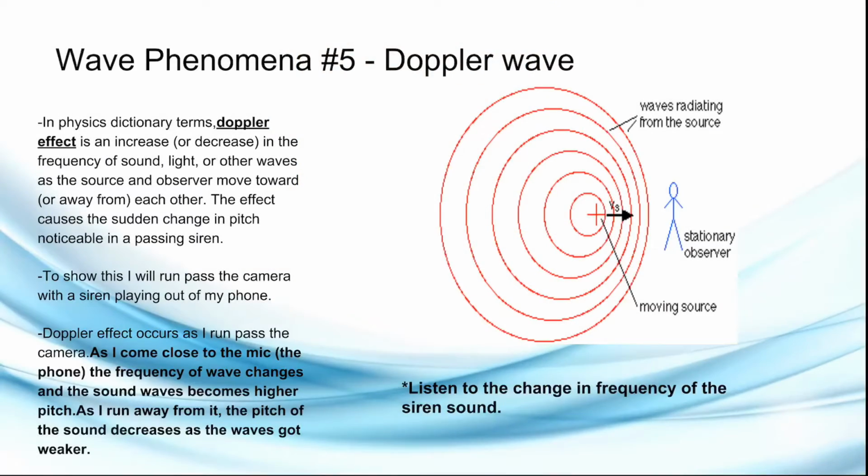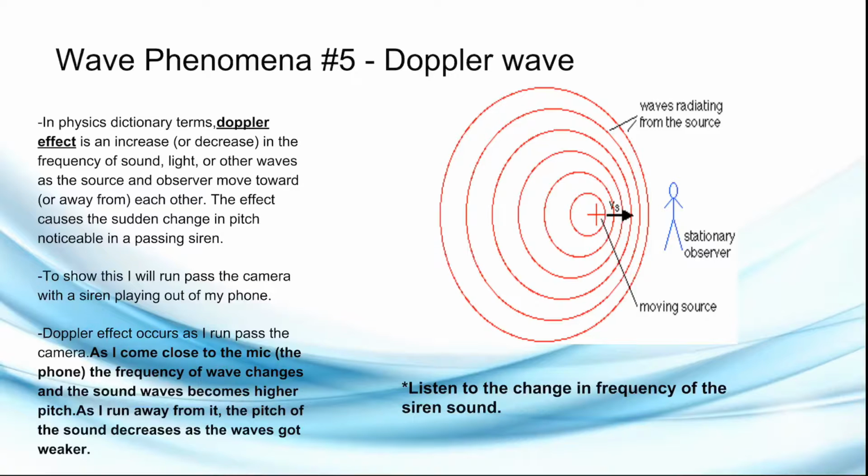Wave phenomenon number 5, the Doppler effect. In physics dictionary terms, the Doppler effect is an increase or decrease in the frequency of sound, light, or other waves as the source and observer move toward or away from each other. The effect causes the sudden change in pitch noticeable in a passing siren. To show this, I will run past the camera with a siren playing out of my phone.